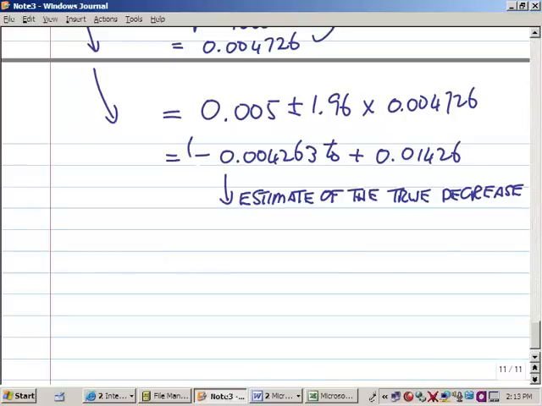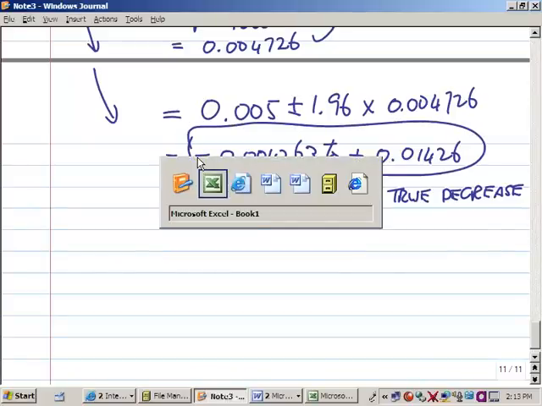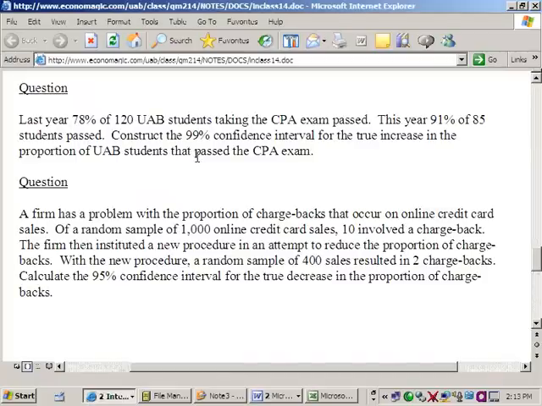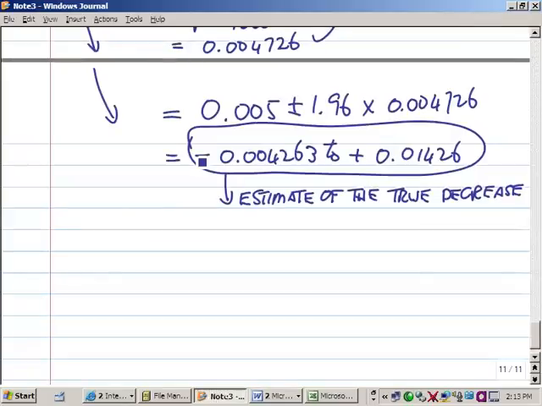But anyway, this is a 95% confidence interval. And the new procedure might have done nothing, right? Because the 0 is within that interval. Alright, so that's the end of that example. That's the end of this video.